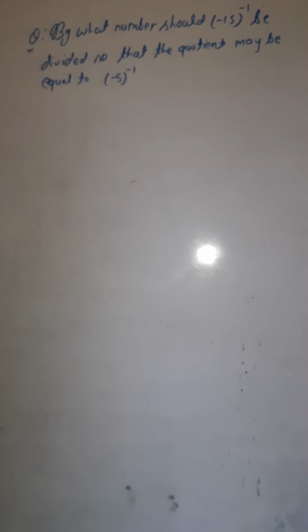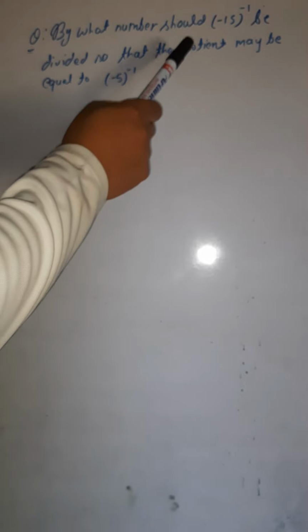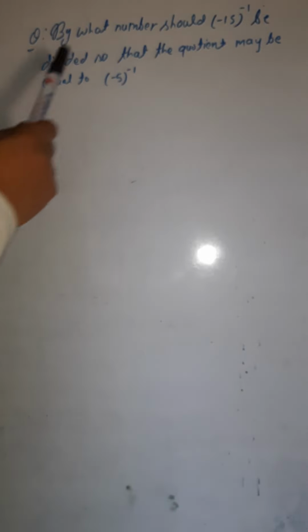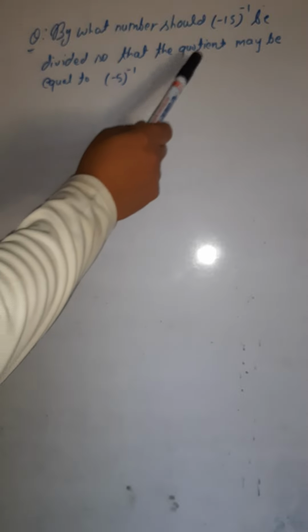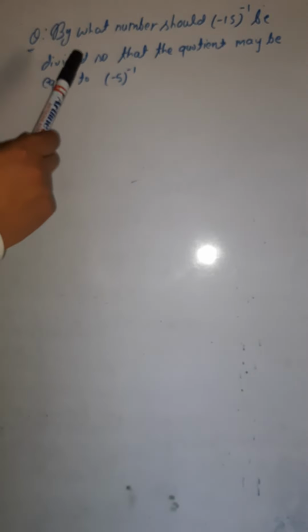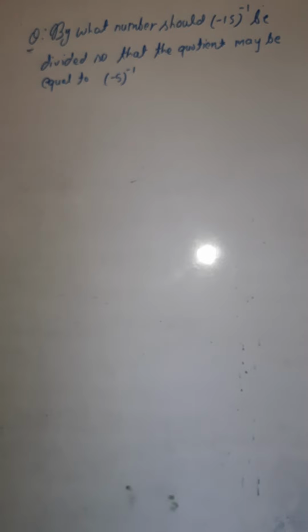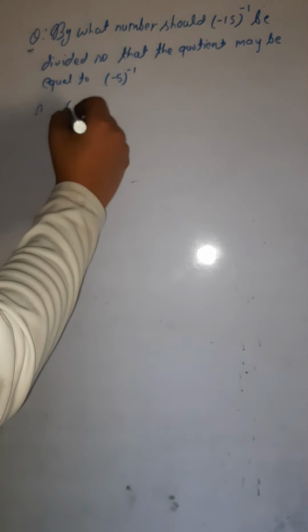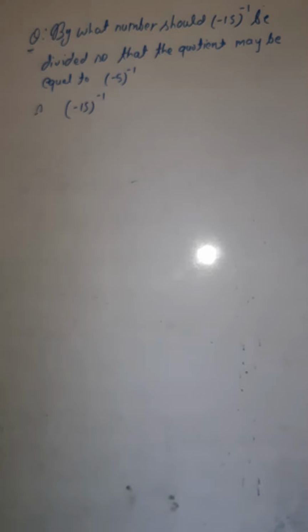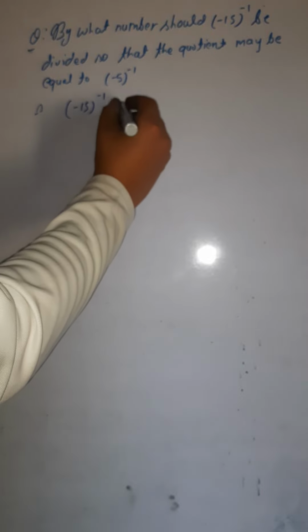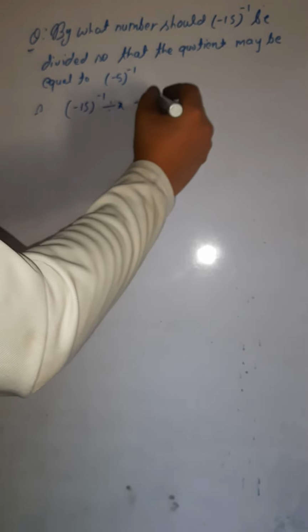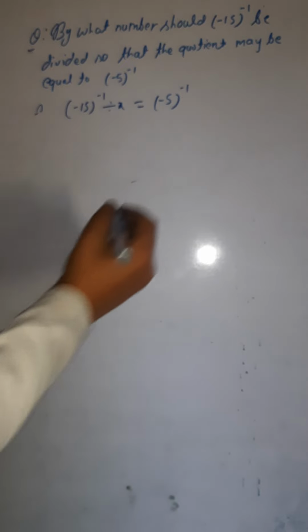So by what number should minus 15 raised to the power minus 1 be divided so that the quotient may be equal to minus 5 raised to the power minus 1. So how would you solve this one question? Now if you see, let's say I am dividing this by x. Let's say I am dividing minus 15 raised to the power minus 1 by x, and the answer that I am getting is minus 5 raised to the power minus 1.